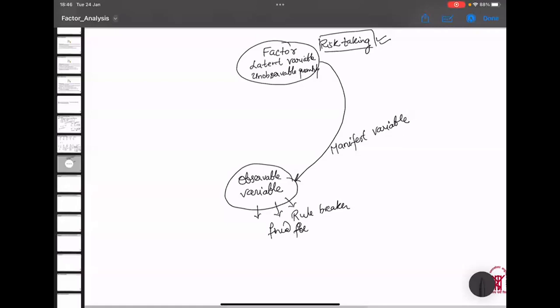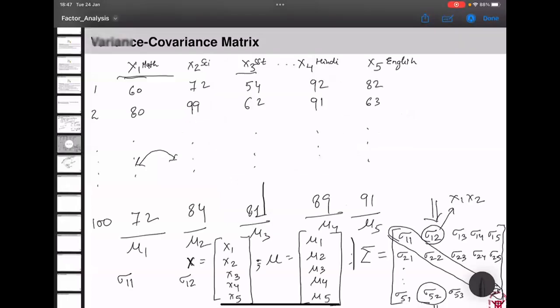Now, since these variables are observed, with the help of these variables, with the help of factor analysis, can we measure the hidden factor? That is the idea behind doing factor analysis. For example, in the previous example I was discussing that you can see there are five subjects.